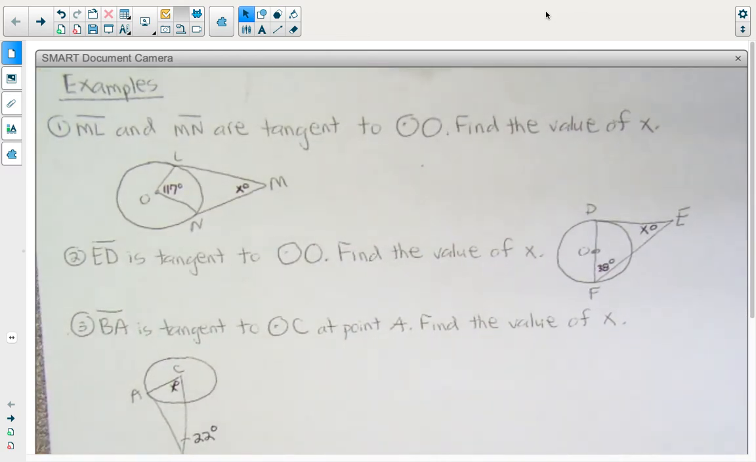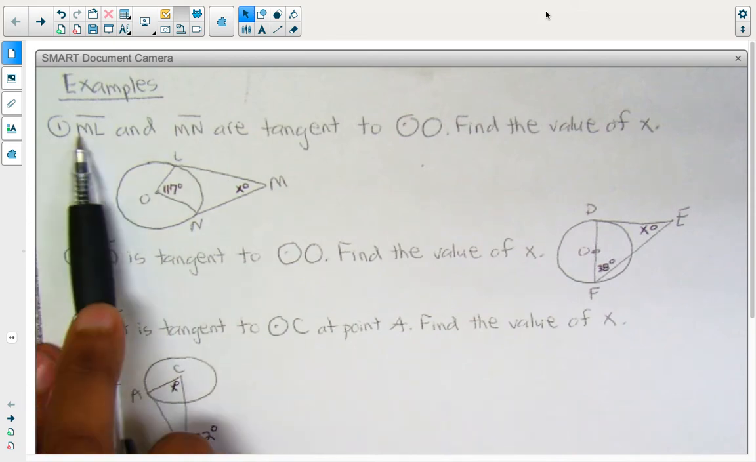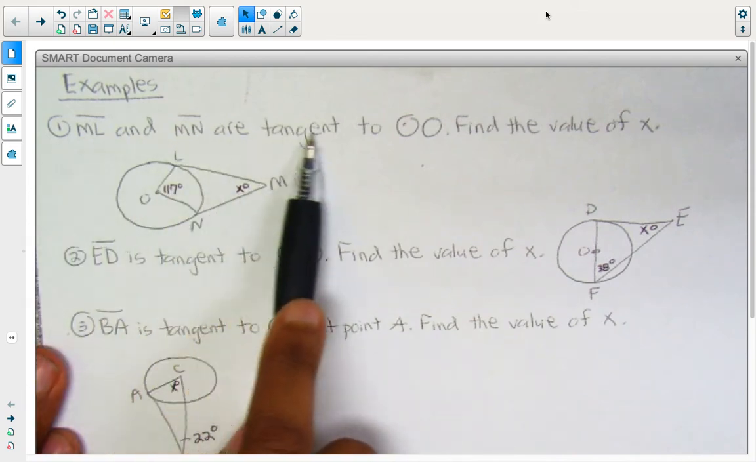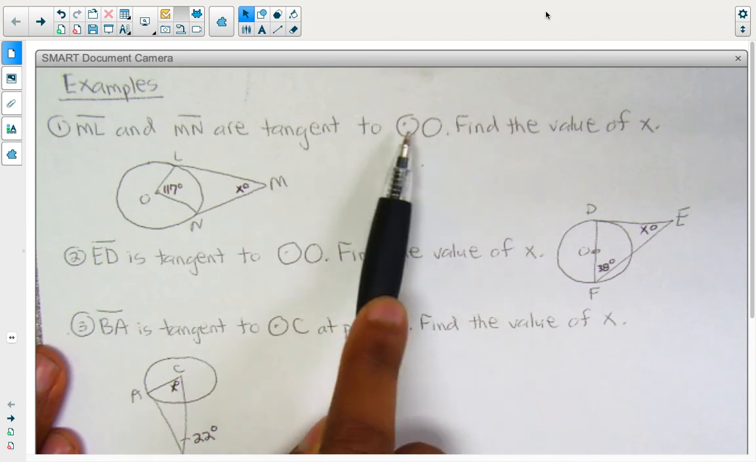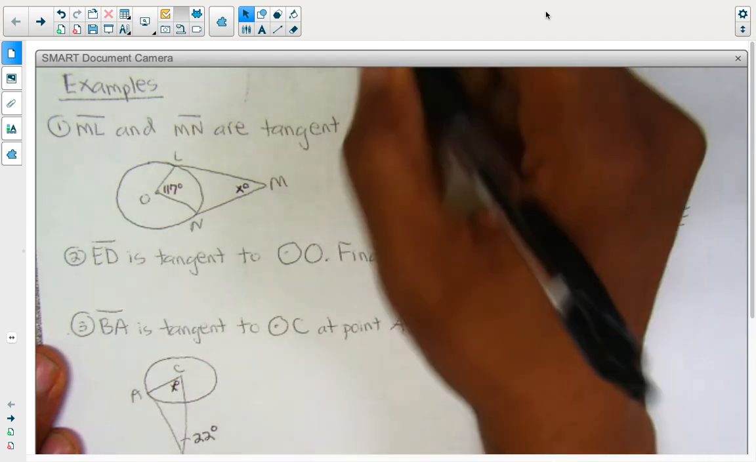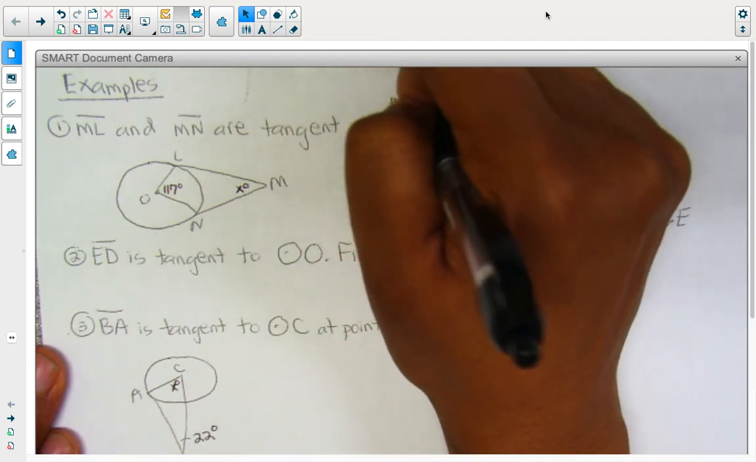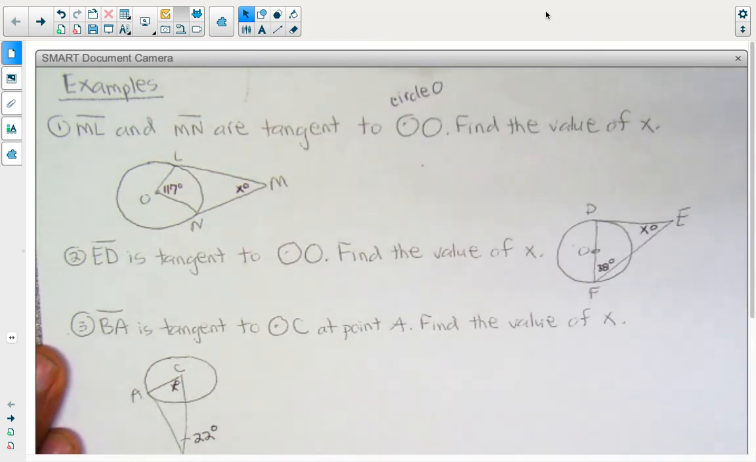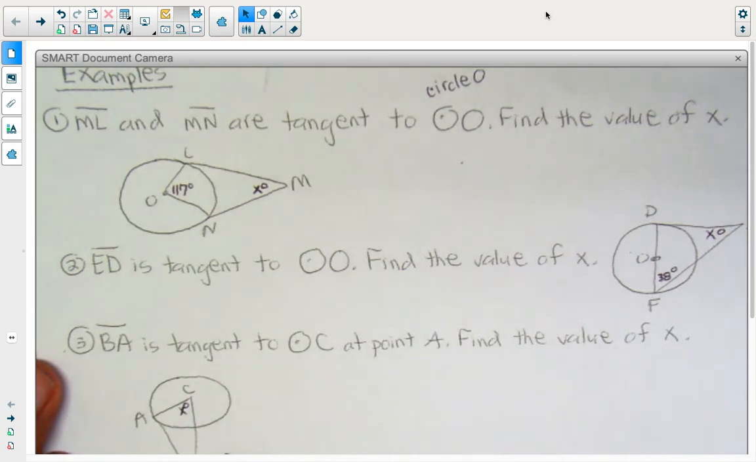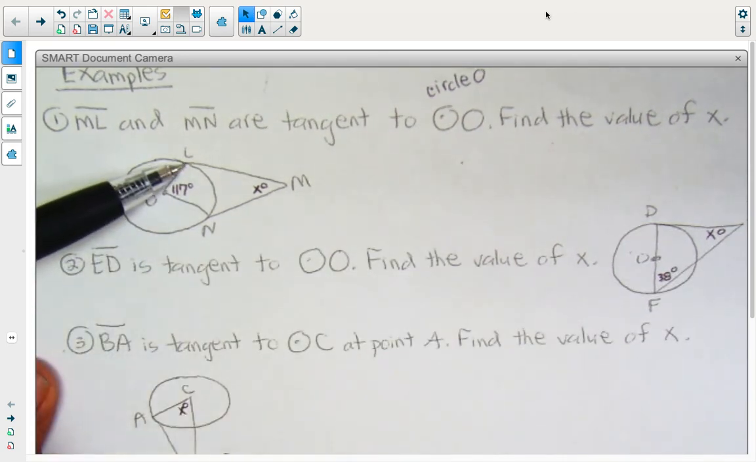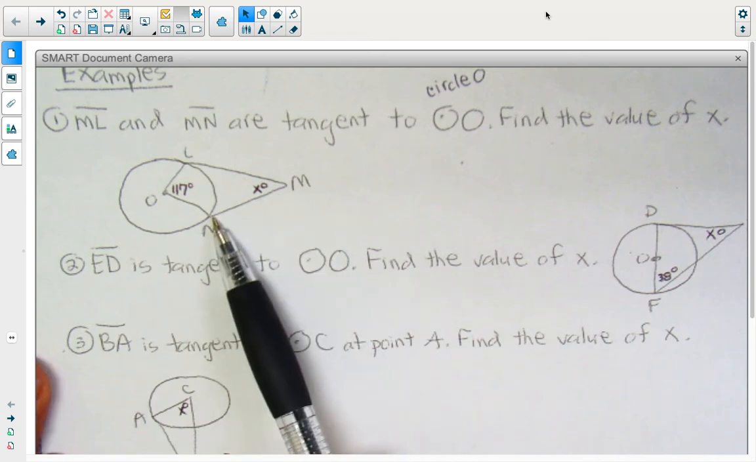This is all about knowing what is perpendicular to the circle, and we should be able to find missing angle values. So number one, ML and MN are tangent to circle O. So this is circle O. We want to find the value of X. So I got ML, that's a point of tangency L, and MN is a point of tangency.